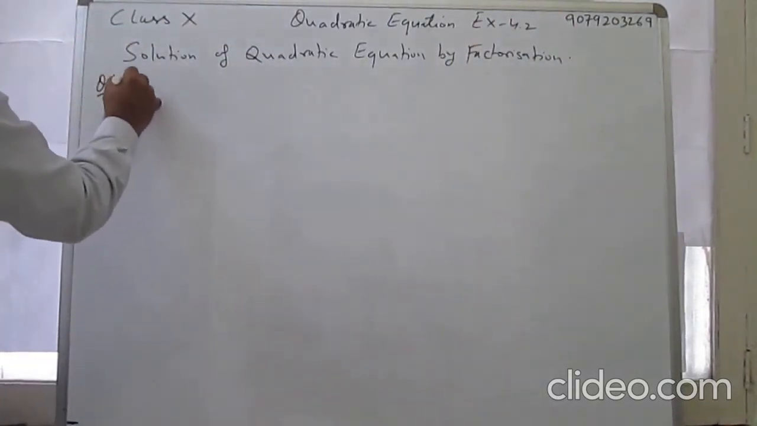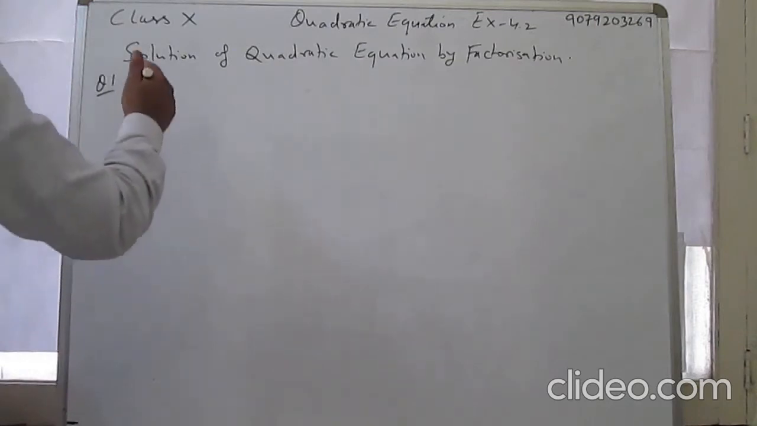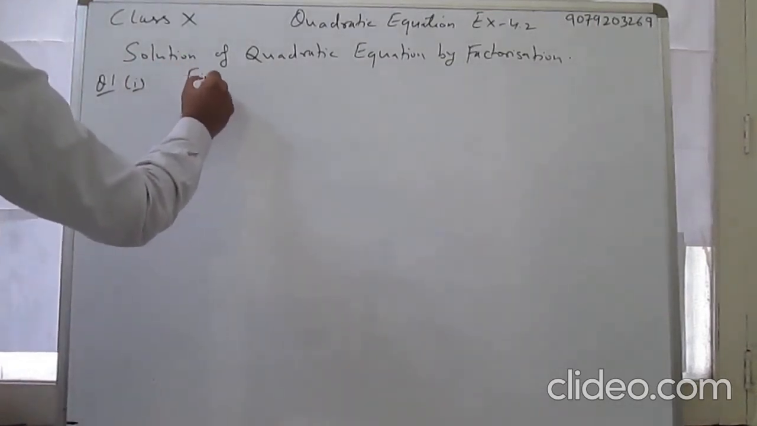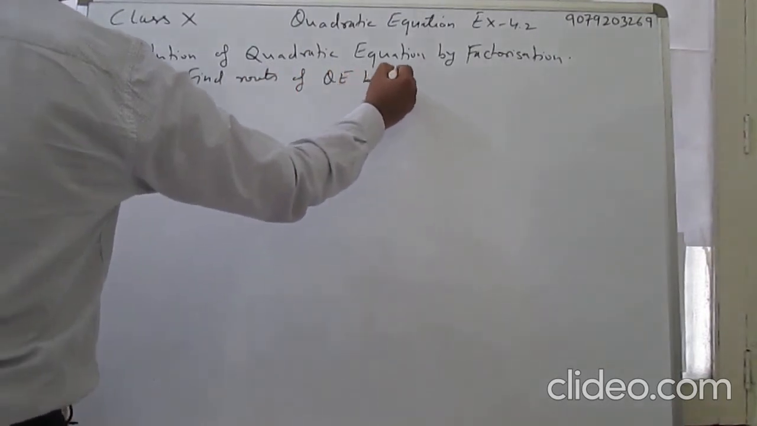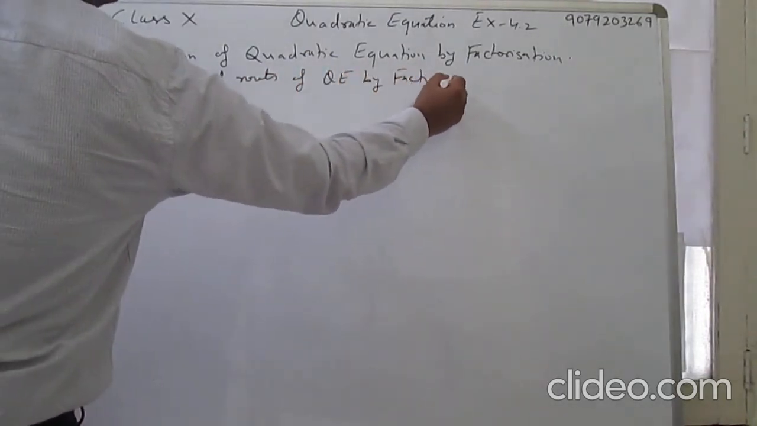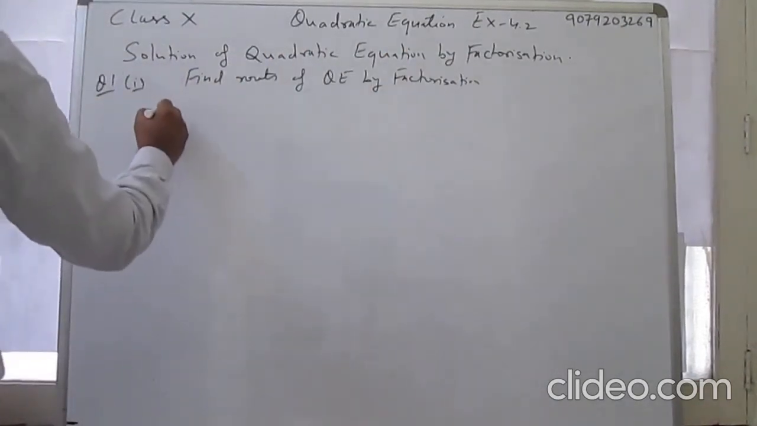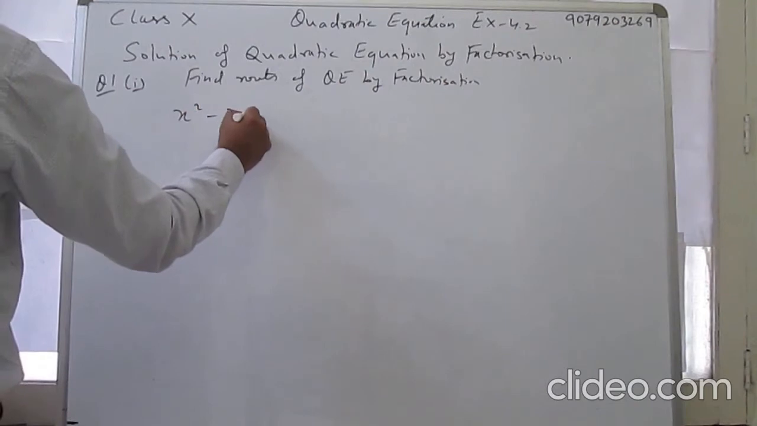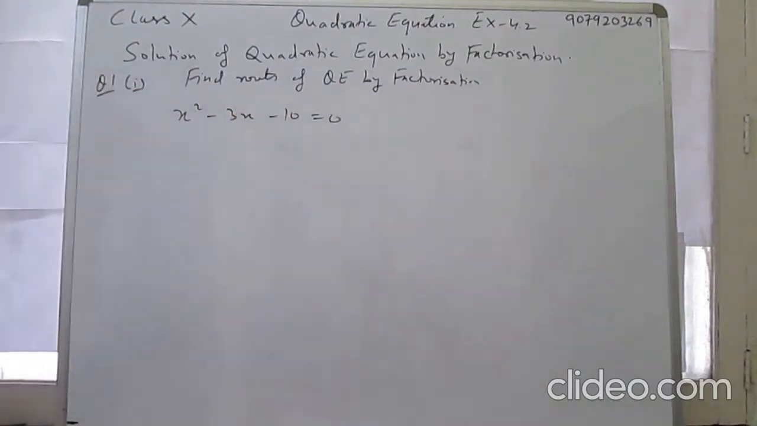Question 1, first part I will take. Find the roots of quadratic equation by factorization. The question is x square minus 3x minus 10 is equal to 0.